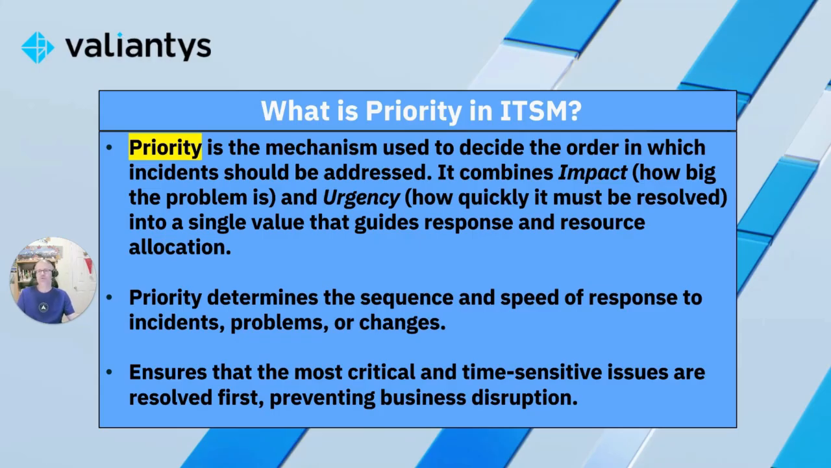And I'm going to talk about those two topics a little bit more later. Urgency and impact really determine priority in a single value, and the priority value then guides the teams through the response and the resource allocation in resolving incidents and fulfilling service requests. Now, priority determines the sequence and the speed of a response to incidents, problems, changes, and as I said, also service fulfillment requests. And really properly setting priorities ensures that the most critical and time-sensitive issues are addressed first. And of course, it's all about preventing business disruption.